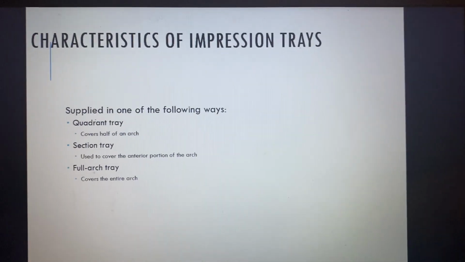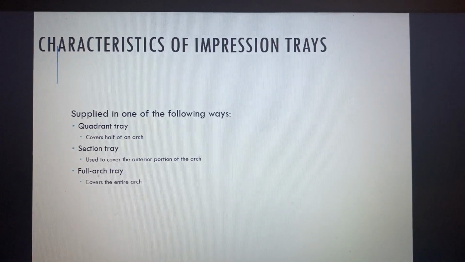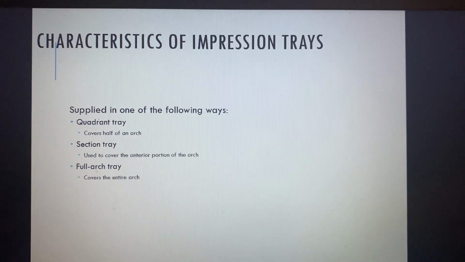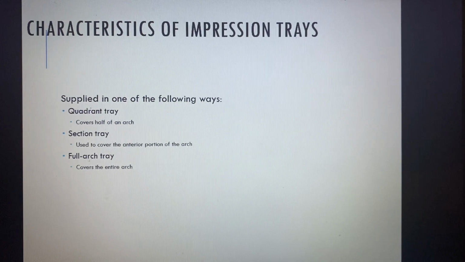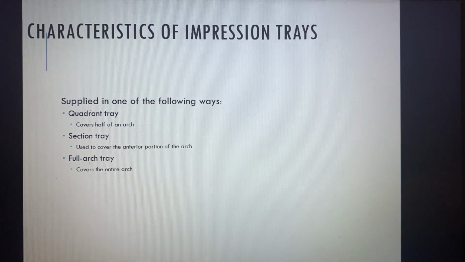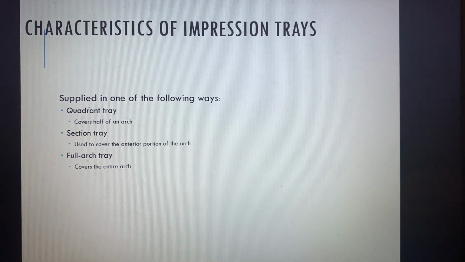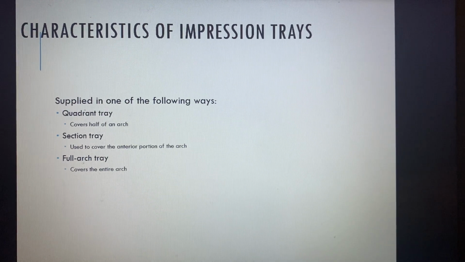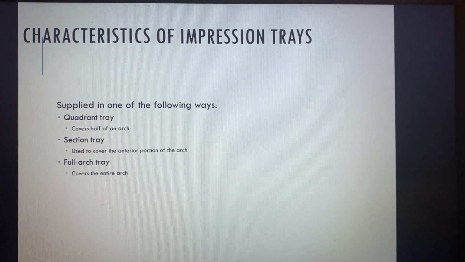All right. Characteristics of impression trays. So you have your quadrant tray. This is important, guys. Write this down. I want you to also, for number 4, list the 3 different types of trays in their description. So you'll put quadrant tray. It covers half the arch.